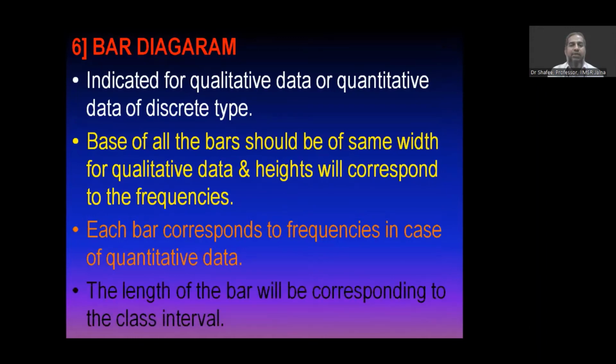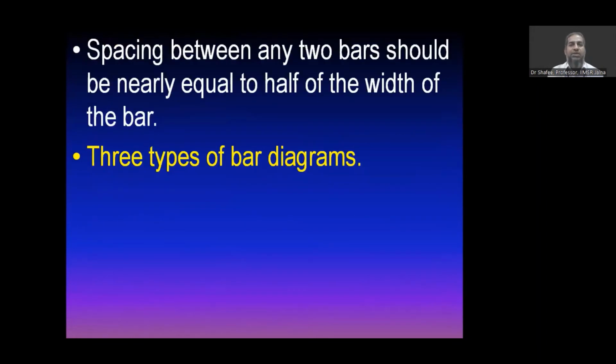The width of the bar will correspond to the class interval, and the height of the bar will correspond to the frequency of the observation. Spacing between any two bars should be nearly equal to half of the width of the bar. So in case of a bar diagram, there will be a gap or space between the two bars or two rectangles, whereas in the histogram there was no gap.